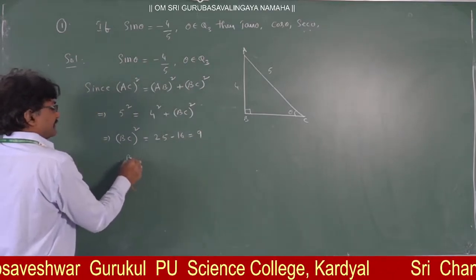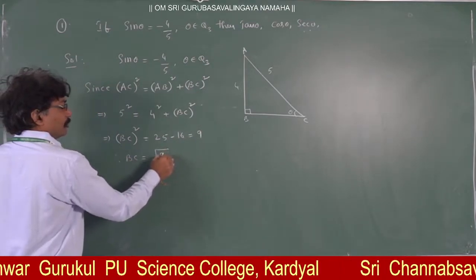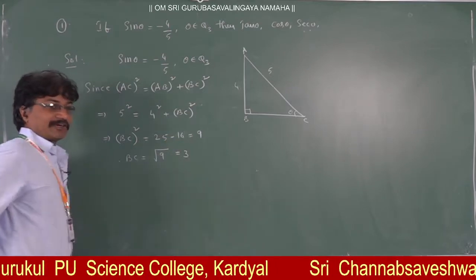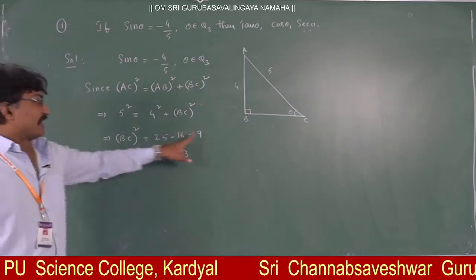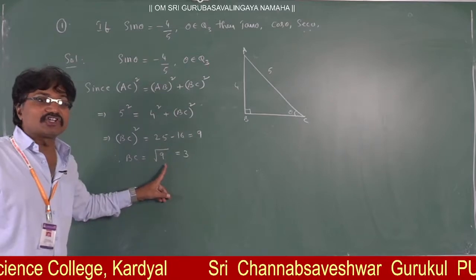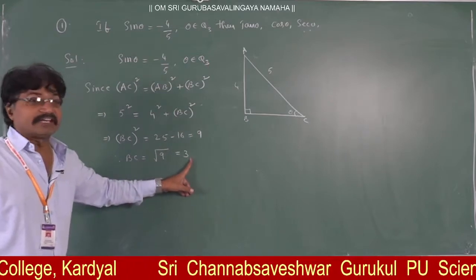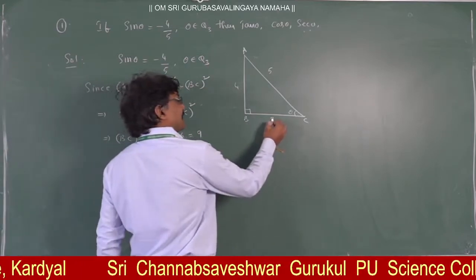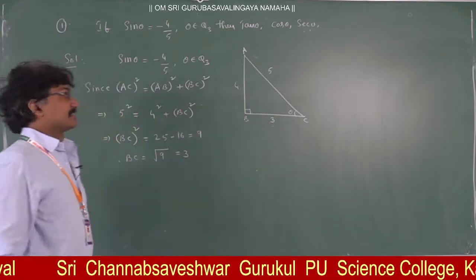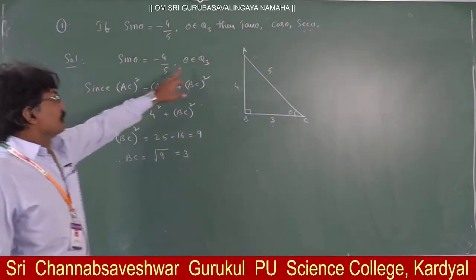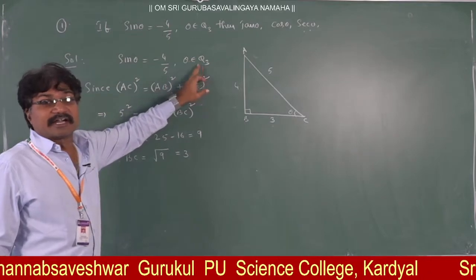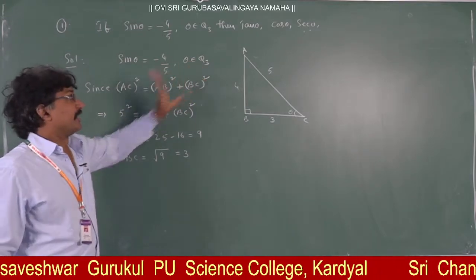Therefore, BC value is equal to root 9, which is 3. BC square is equal to 9, BC is equal to root 9, value 3. Therefore, adjacent side is equal to 3. And also, theta belongs to third quadrant. That is very important.